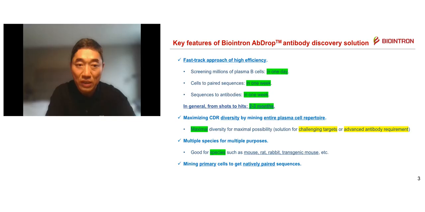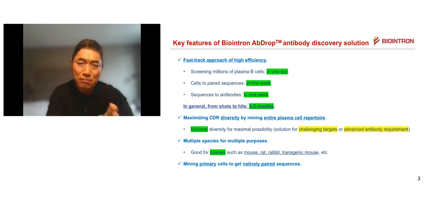Say we finish the animal immunization. We harvest B cells from the spleen. We prepare the cell suspension, and then we load up to 2 million cells into one chip. And then in just one day, we can finish the scanning and sorting of all of those 2 million cells. After that, in just 1 week, we will get the paired sequences, because the NGS and bioinformatic analysis may take a few more days.